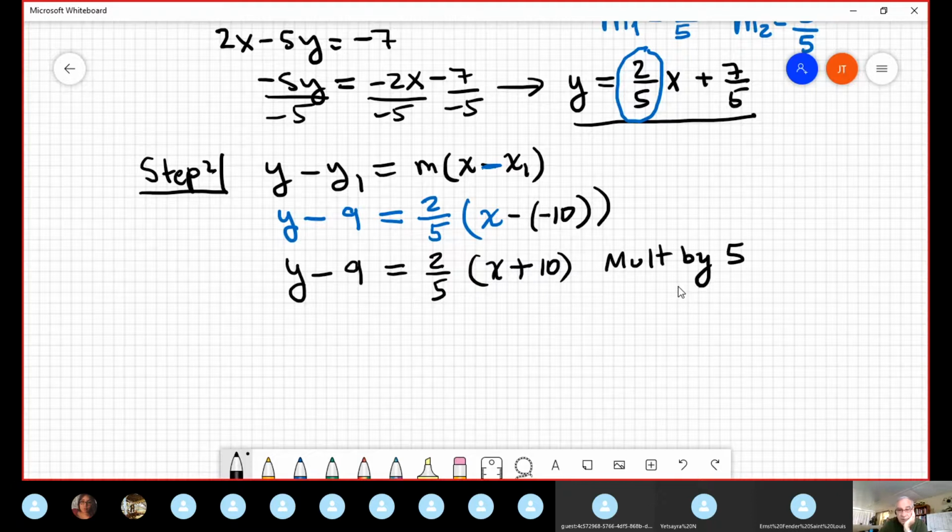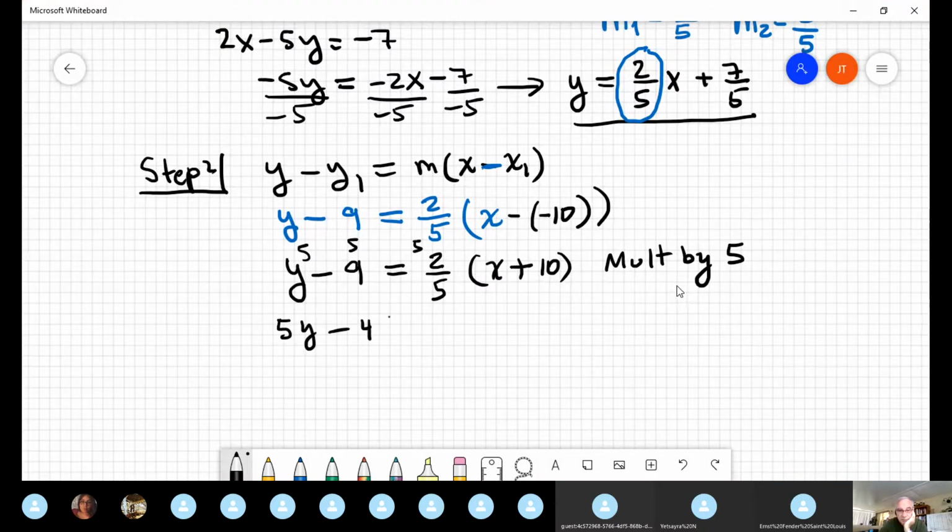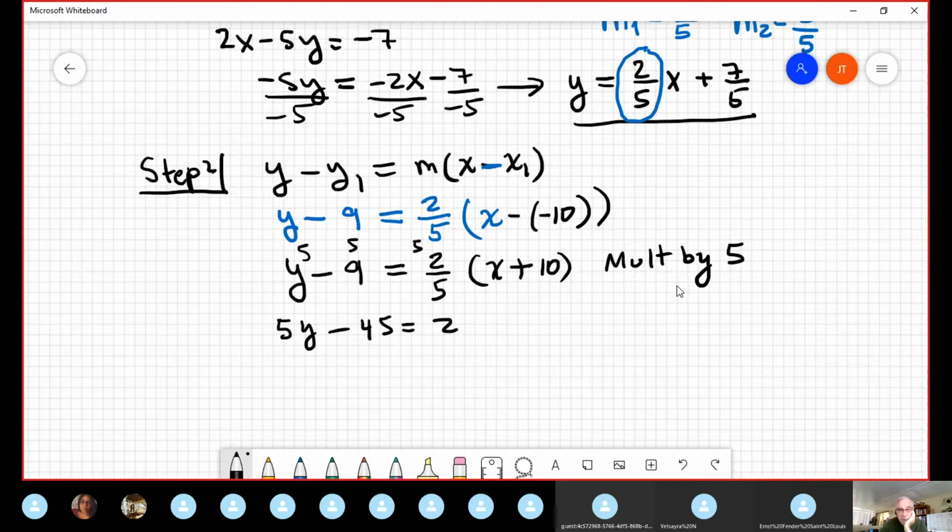Because 5 is the number that we have in the denominator, no? Multiply by 5 here, by 5 here, and by 5 here. So you have 5y minus 45 is equal to, because this 5 and this 5 cancel, or you multiply 5 times 2 is 10, and 10 divided by 5 is 2. It's the same: x plus 10. And now you apply the distributive property to eliminate parentheses: 2x plus 20.